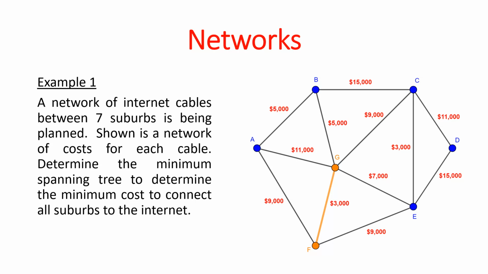All right, well, I'm going to move to the next minimum cost, which is the other $3,000. So I might as well do them both. And I'm going to connect suburb E to suburb C. So I've connected those 2 suburbs and used up that $3,000.